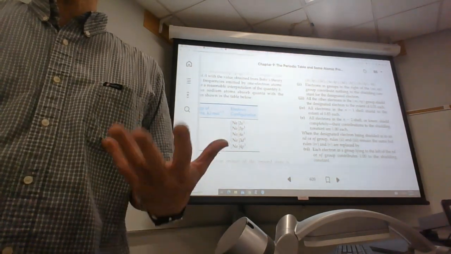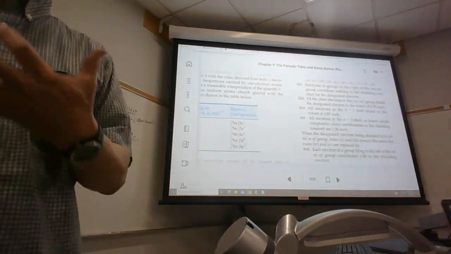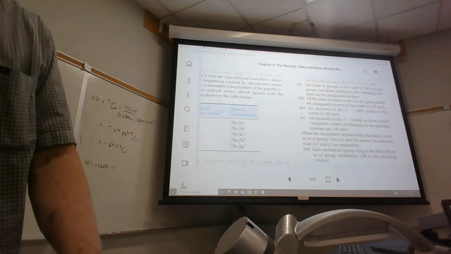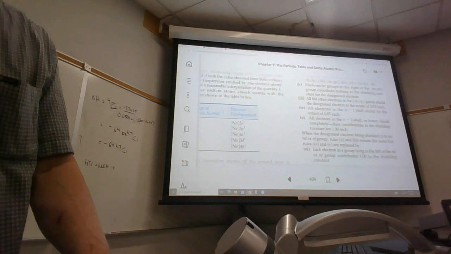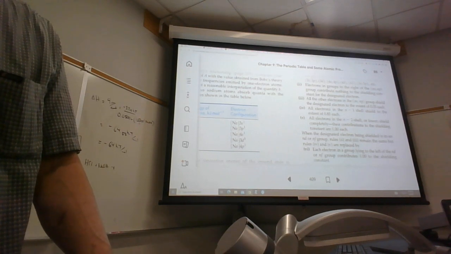So this is just so you know, there are different levels of shielding, and we can do it in detail, but you don't need to know the details too much.